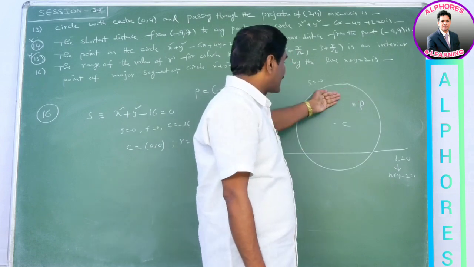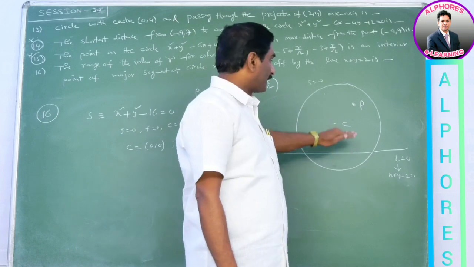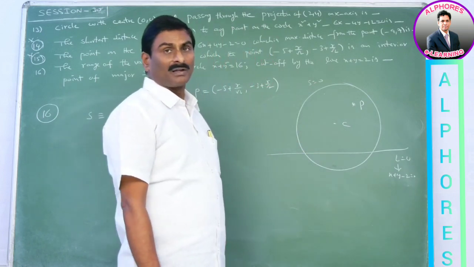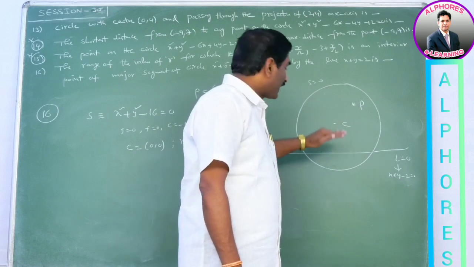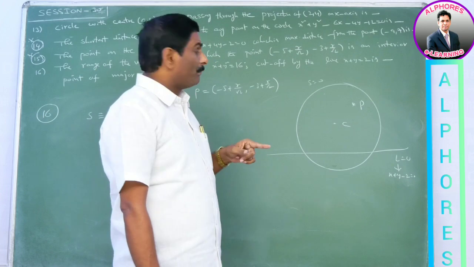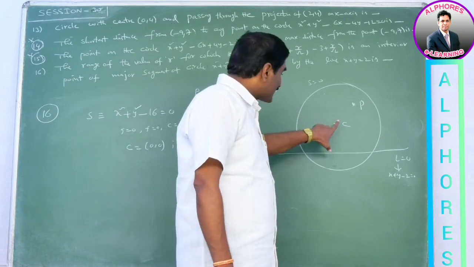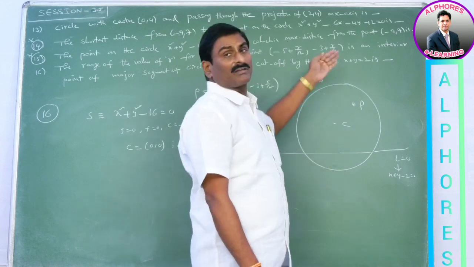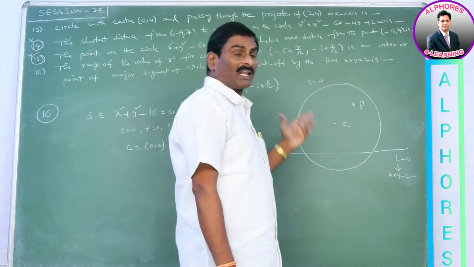P lies in the major segment or minor segment. In both of the cases, the point P lies inside of the circle. That means S11 < 0, which means it lies in the major or minor segment. But P must lie on the major segment. That means the major segment contains the center C. That means both the center and P lie on the same side of the line. That means the points C, P lie on the same side of the line.